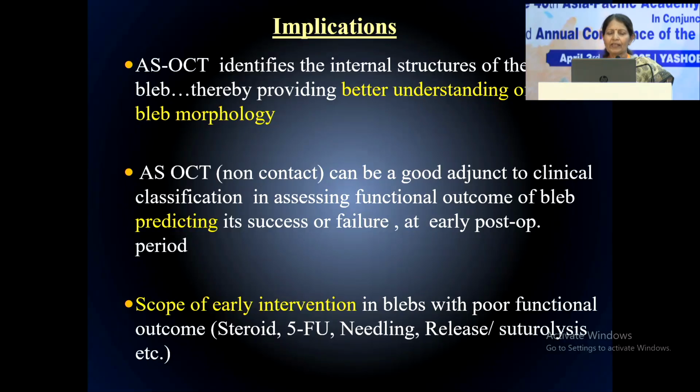The implication is that AS-OCT can be used to identify the internal structure of a bleb, thereby providing a better understanding of the bleb morphology. It can predict success at a very early post-operative period, and there is scope for early intervention in the form of enhancement of the steroid or needling, use of 5-FU or MMC, and you can release the suture in time.